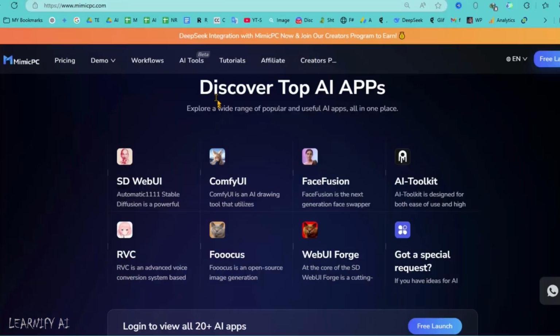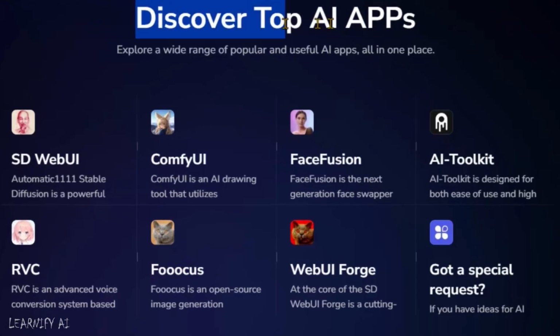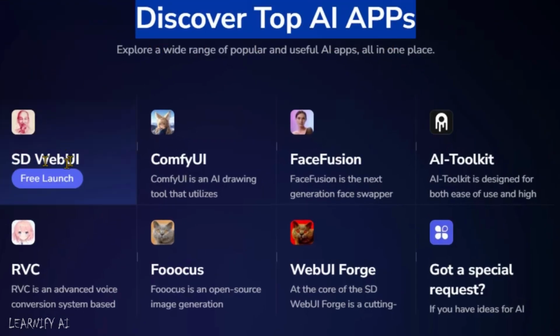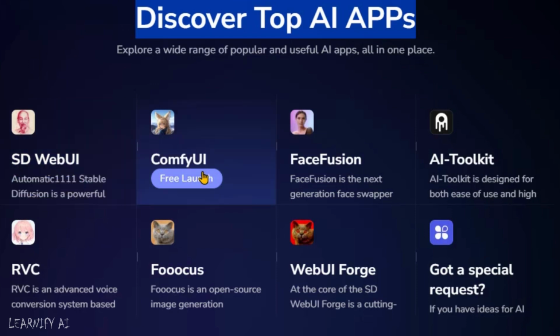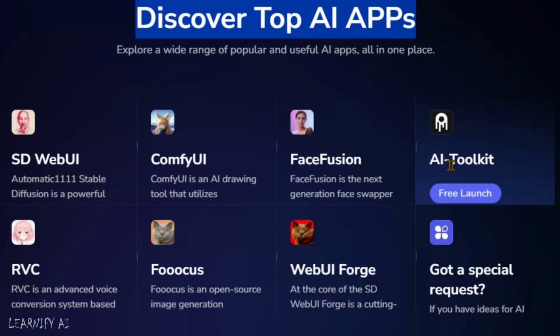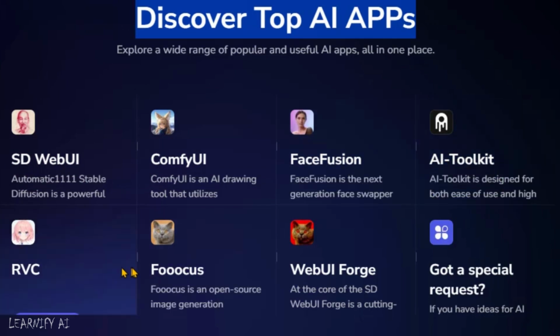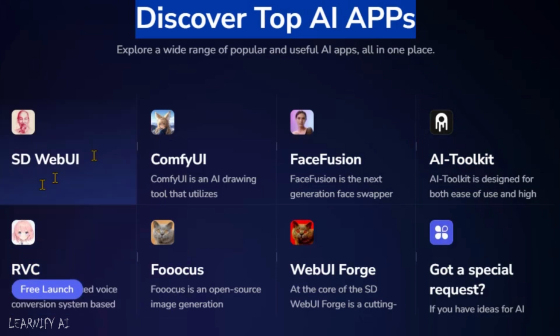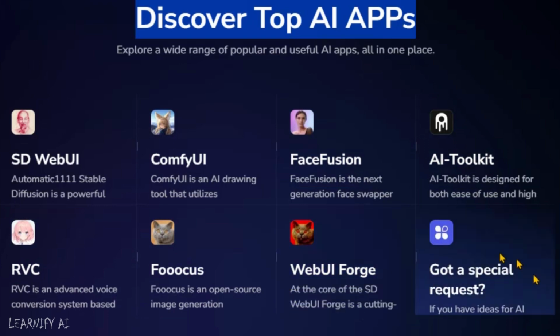If we talk about the core tools of MimicPC, SD Web UI, also known as Automatic 1111, Stable Diffusion, is a powerful AI tool for generating images. Comfy UI is an advanced AI-powered drawing tool that allows for deep customization. Face Fusion is a next-generation technology designed for high-quality face swapping. AI Toolkit is built for both ease of use and high performance, making AI tasks more efficient. RVC is an advanced voice conversion system that transforms voices using AI. Each of these tools plays an important role in making AI creation more accessible and powerful.